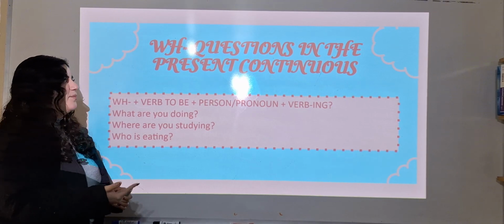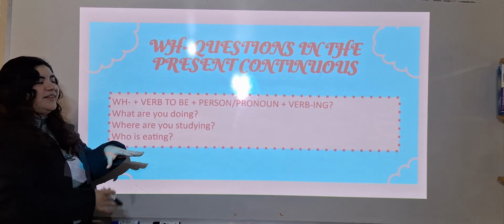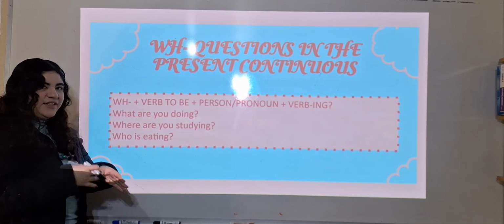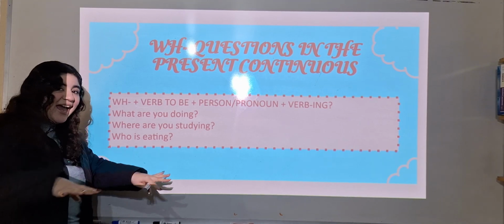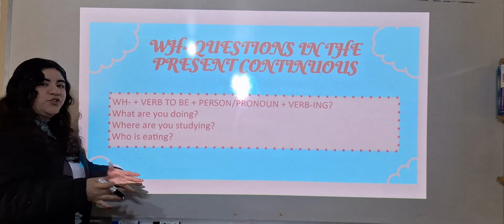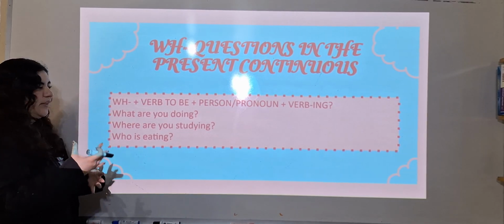Continuing with our unit number 5, we're going to see the structure of WH questions in the present continuous. Remember that the present continuous is the tense that we use to refer to something that is happening at the moment. And WH questions are going to help me get more information about a person, a situation, or a thing.